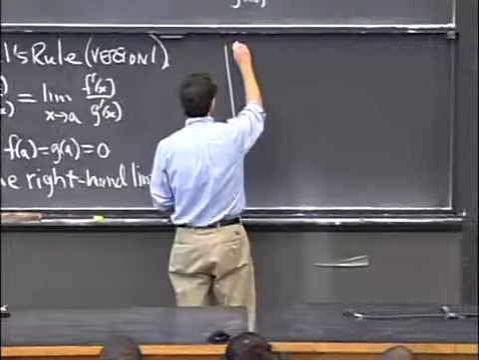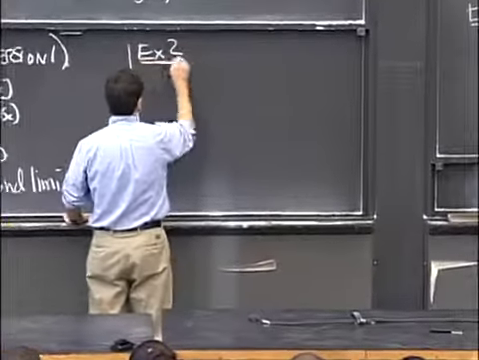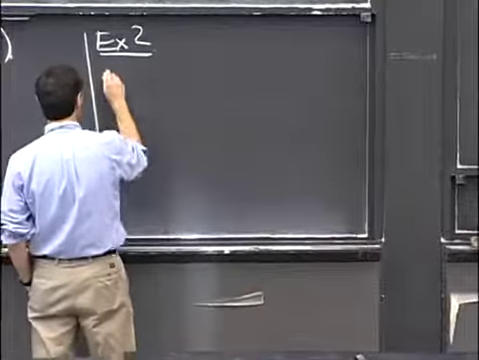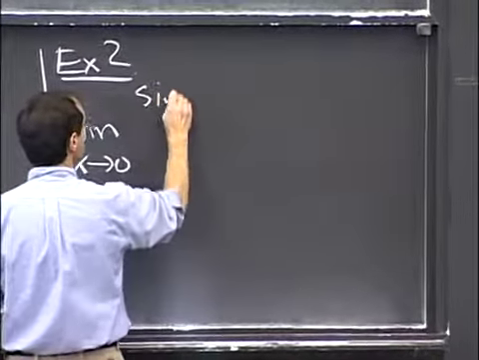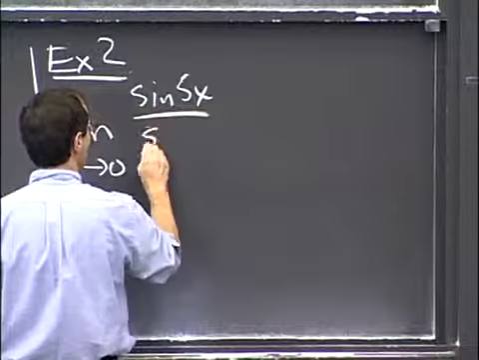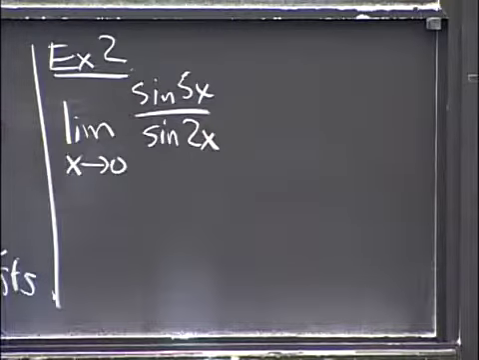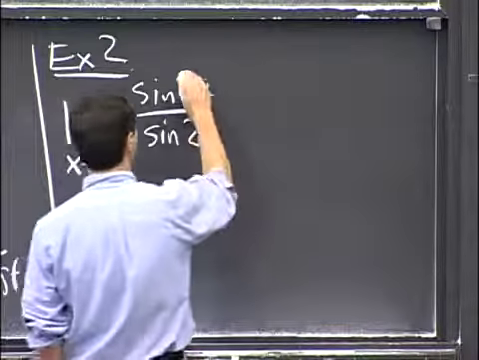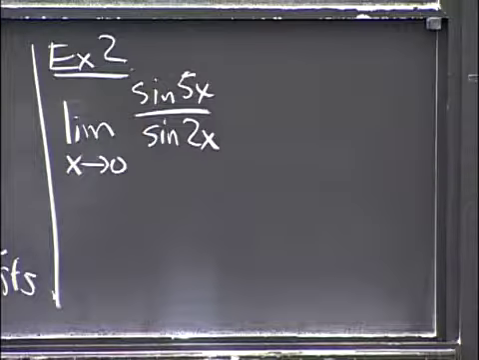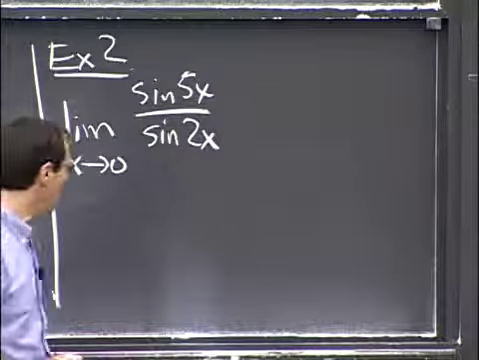So here's another example. Take the limit as x goes to 0 of sine 5x divided by sine 2x. This is another kind of example of a limit that we discussed in the first part of the course. Unfortunately, now we're reviewing stuff, so this should reinforce what you did there. This will be an easier way of thinking about it.